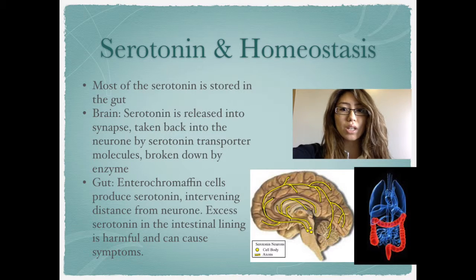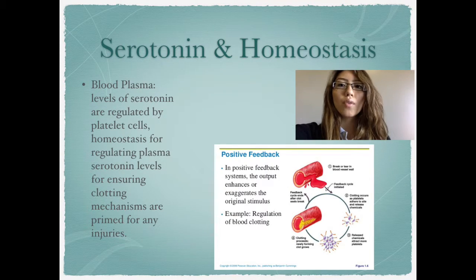Most of the serotonin is stored in our gut because the enterochromaffin cells produce large amounts of serotonin. Excess serotonin in the intestinal lining is harmful and can cause symptoms. Enterochromaffin cells also release serotonin into the bloodstream, where most of it is taken up by platelets. The overflow of serotonin produced by these cells is also released into the bloodstream.